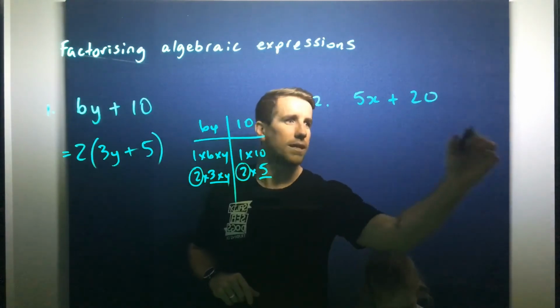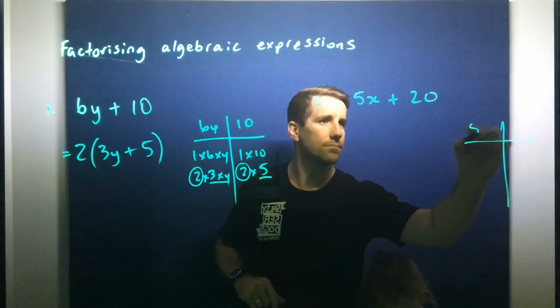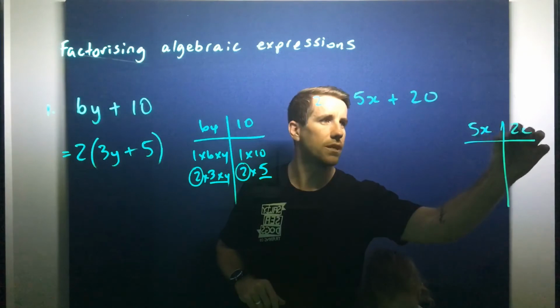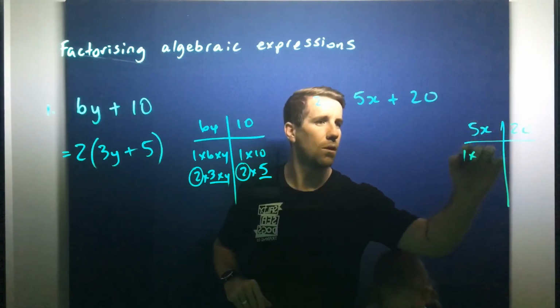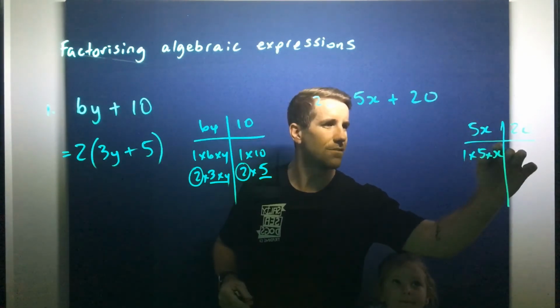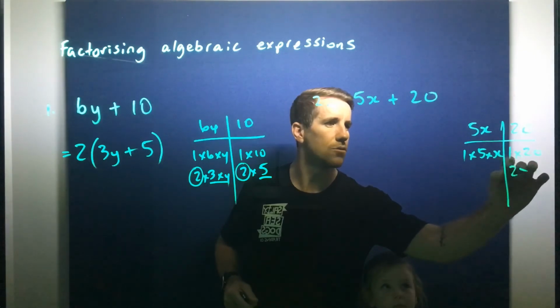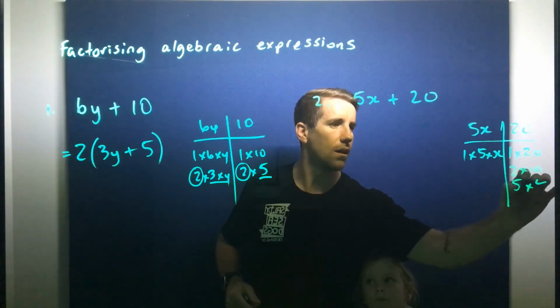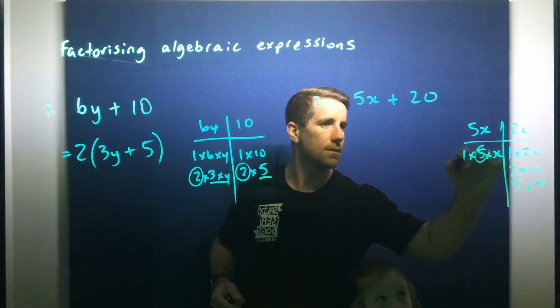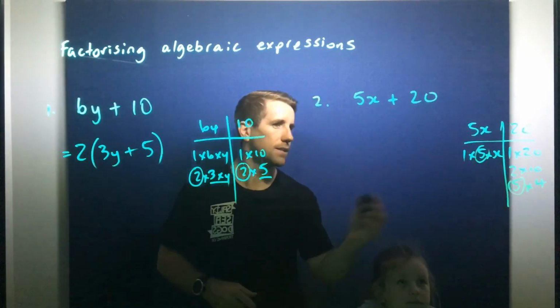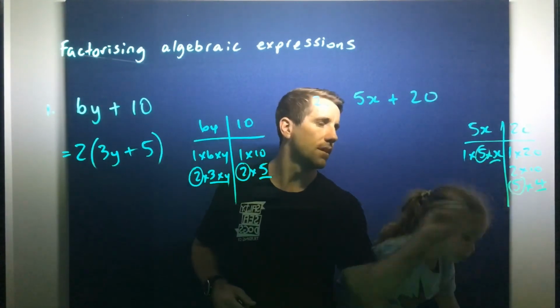Second one on the right, again I'm going to do this one here. If you get to the point where you don't need to do that, that's absolutely fine. 1 by 5 by x, that's it for that one. I've got 1 by 20, 2 by 10, and 5 by 4. Pretty easy. Number 5 is going to be my highest common factor, which leaves me with x and 4.